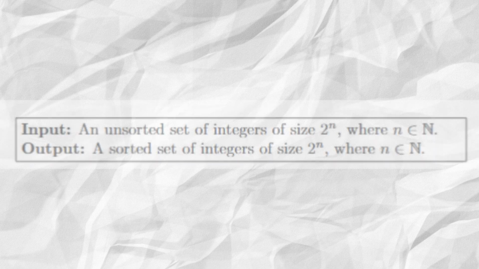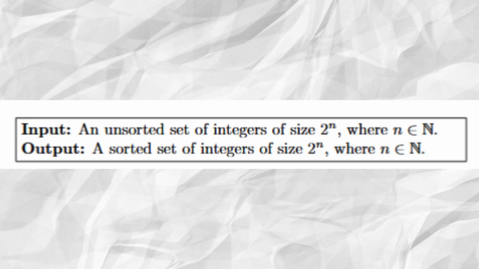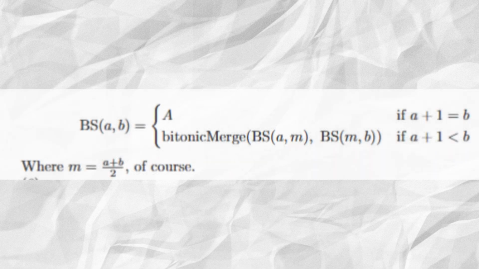Let's take a look at the algorithm more formally. The input to the Bitonic Sort function should be an unsorted set of integers of size 2 to the n, where n is a natural number. And the output, a sorted set of integers of size 2 to the n, where n is a natural number. The recursive structure can be expressed as, where m equals (a plus b) divided by 2, of course.